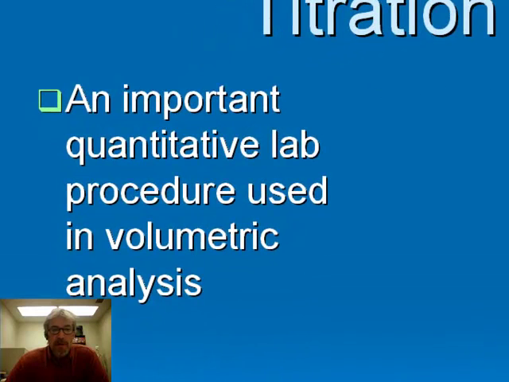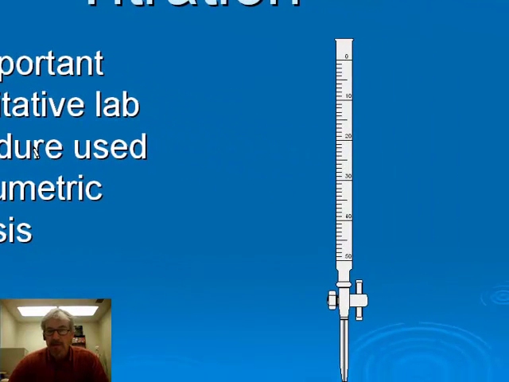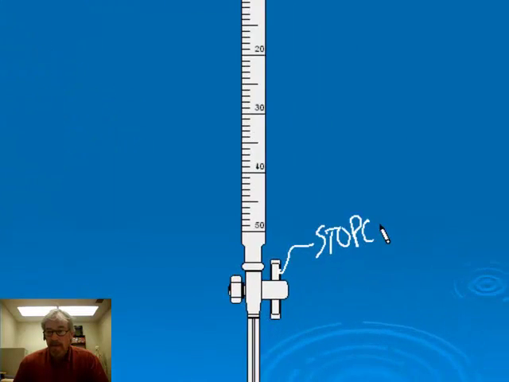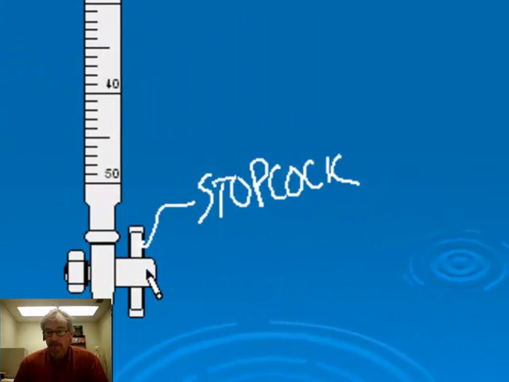The type of quantitative analysis that's done with titration is called volumetric analysis because you're measuring volume. It uses a device called a burette, and a burette is basically a long, thin, graduated tube that has a valve at the bottom. This valve has a particular name. It's called a stopcock, and the valve can be either completely open, completely closed, or you can sort of feather it to make partial drops come through.